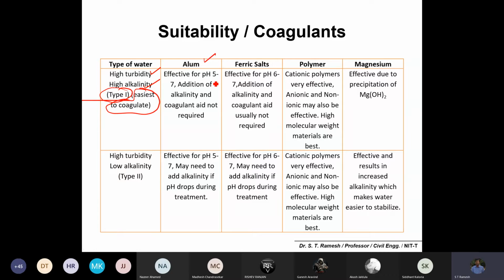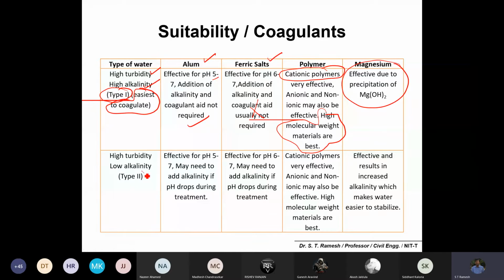In the case of alum, you have to maintain the pH range of 5 to 7, and addition of alkalinity and coagulant aid is not required. In the case of ferrous salts or ferric salts, it will be effective in the pH range of 6 to 7. Here also, addition of alkalinity and coagulant aid is not required. Cationic polymers are very effective. Anionic and non-ionic polymers can also be effective. Higher molecular weight materials are the best. And magnesium salts, if you add them, are effective due to precipitation of magnesium hydroxide.